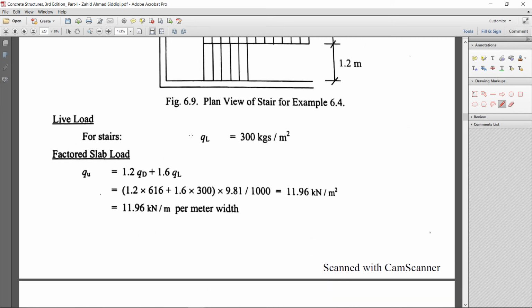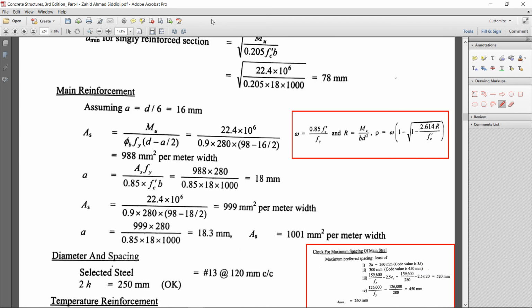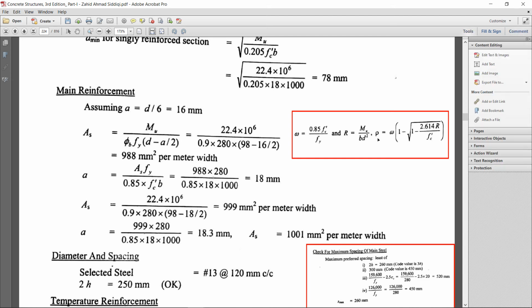So now we have the moment. Now we will just apply the steel ratio formula. You can either use the hit and trial method, take the a value, put in this formula, again calculate the a value, and again put in this formula until the values are the same, or you can directly put in the exact formula for calculation of steel ratio. So the steel ratio formula, that is rho equals omega, that is 0.85 fc prime over fy. That is the basic formula for calculation of steel ratio.